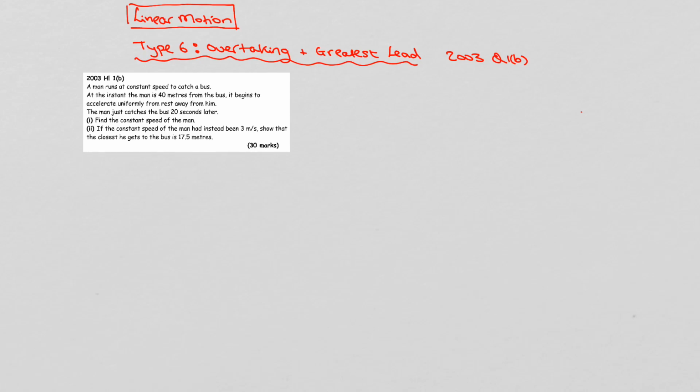Linear motion, type 6, overtaking and greatest lead. So in this question, we're looking at 2003, question 1b, where we have a man running at a constant speed to try and catch up with a bus. At the instant the man is 40 metres from the bus, it begins to accelerate uniformly from rest away from him.